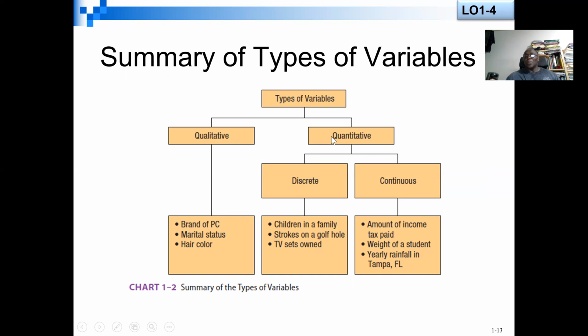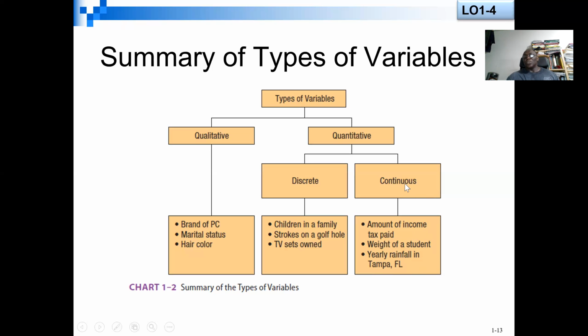Then in quantitative, since we can have a value by counting or a value based on measurement, we divide it into two. So we have the discrete, then we have the continuous. Discrete is based on counting: how many children in the family, how many strokes on a golf hole, how many TV sets at home. So everything is counting. Now in continuous measurement: amount of income tax paid, weight of a student, yearly rainfall in Tampa, Florida. These have to be measured.